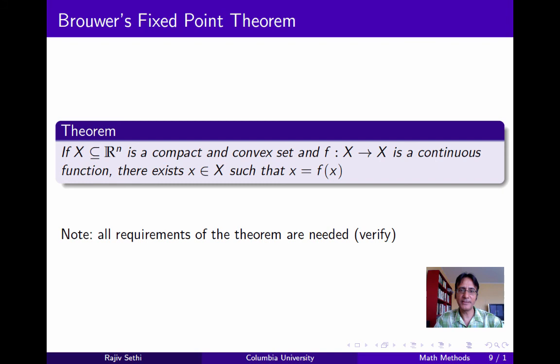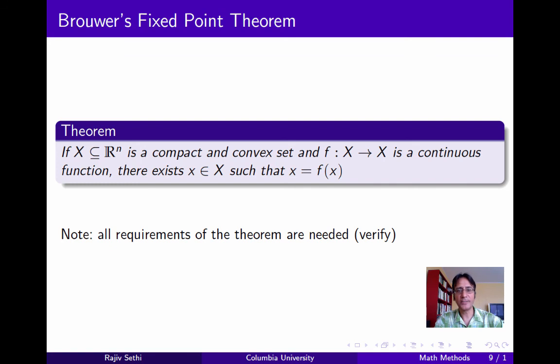If you drop one but maintain the other three, you can find a counterexample. And in fact, we've already seen one counterexample when we discussed pseudo-contractions. Now remember that all pseudo-contractions are continuous functions, and we've seen an example of a pseudo-contraction in which the domain is closed and convex, but not bounded, and the pseudo-contraction has no fixed point. And you should verify that this holds for all the other requirements.